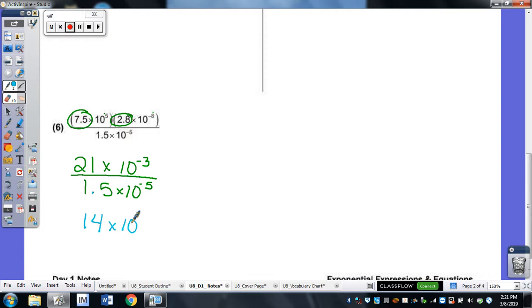Division, subtracting our exponents. So negative 3 minus negative 5. Yep. Because when you subtract a negative, it makes a positive. Now, is that acceptable though? No. It's got to be 1.4. So I moved my decimal left, so that exponent's going to get larger. So 1.4 times 10 to the third.